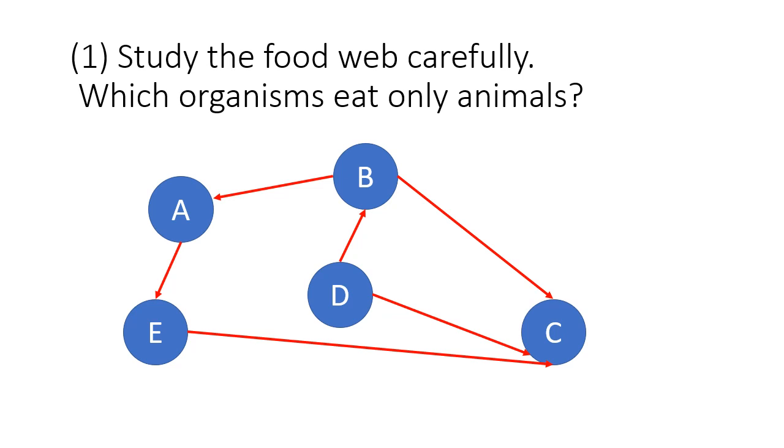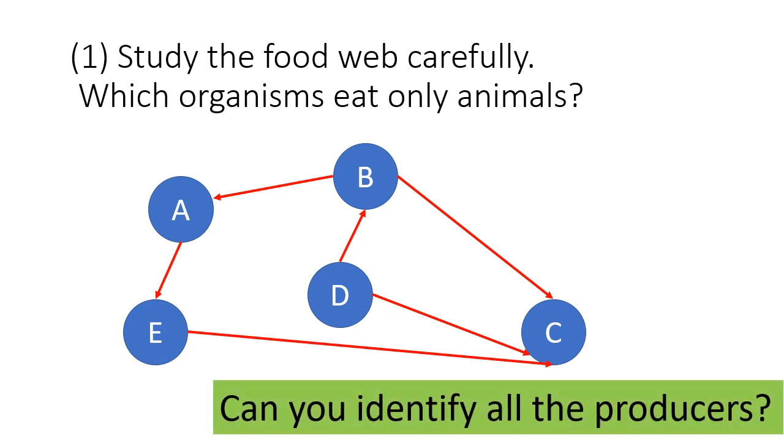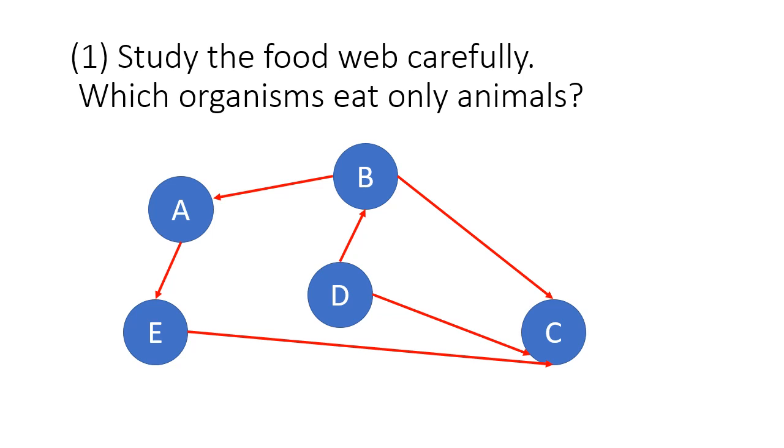Now, let's get back to the question. Look at the food web carefully. Can you identify all the producers? There is only one producer in this food web, and it is D. All the arrows are pointing away from D.